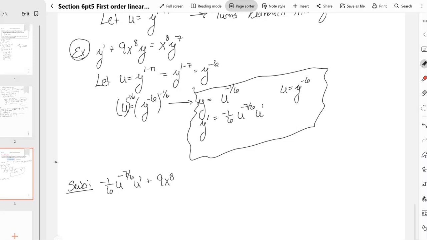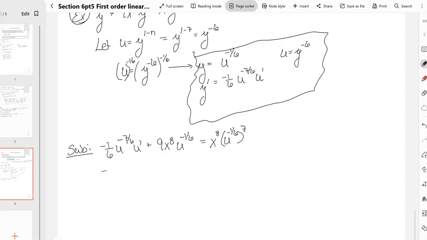Then we have plus 9x to the 8th times y, but remember y is equal to u to the negative 1 over 6, and that's equal to x to the 8th times y to the 7th, but y is u to the negative 1 over 6. So I'm going to clean this up a little bit. We have negative 1 over 6 u to the negative 7 over 6 u prime plus 9x to the 8th u to the negative 1 over 6 equals x to the 8th u to the negative 7 over 6.